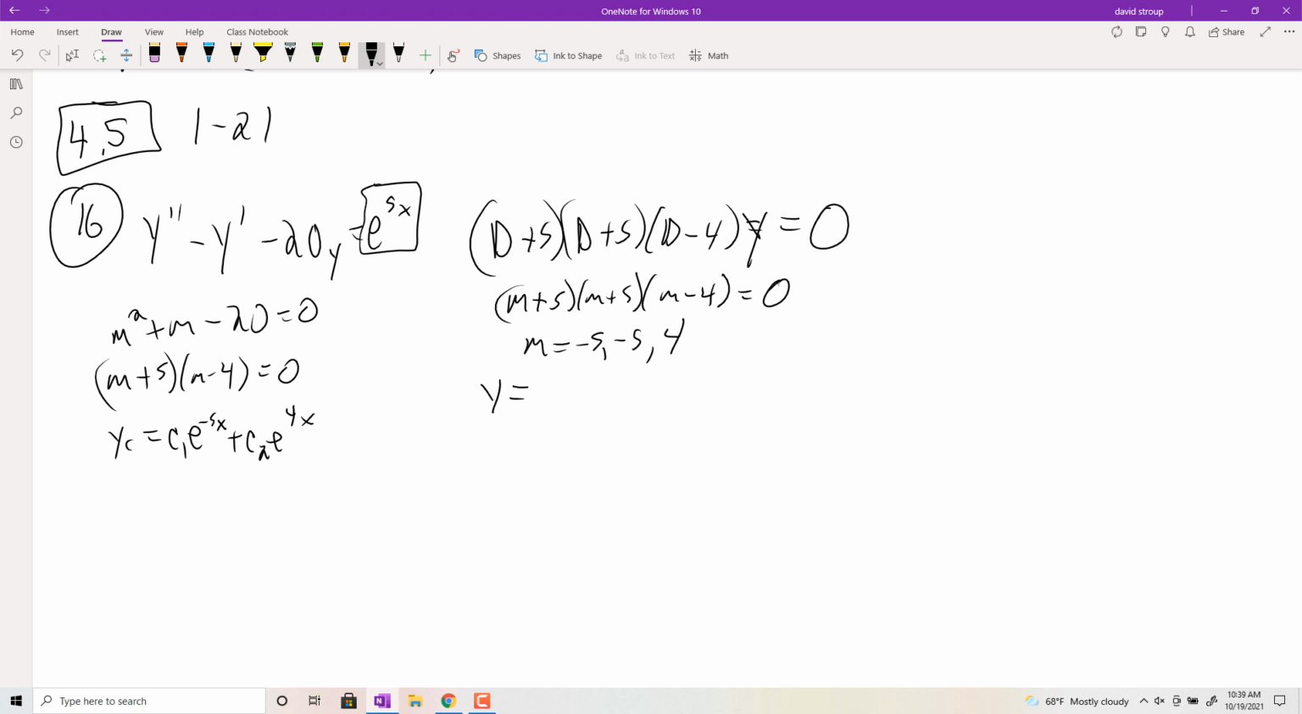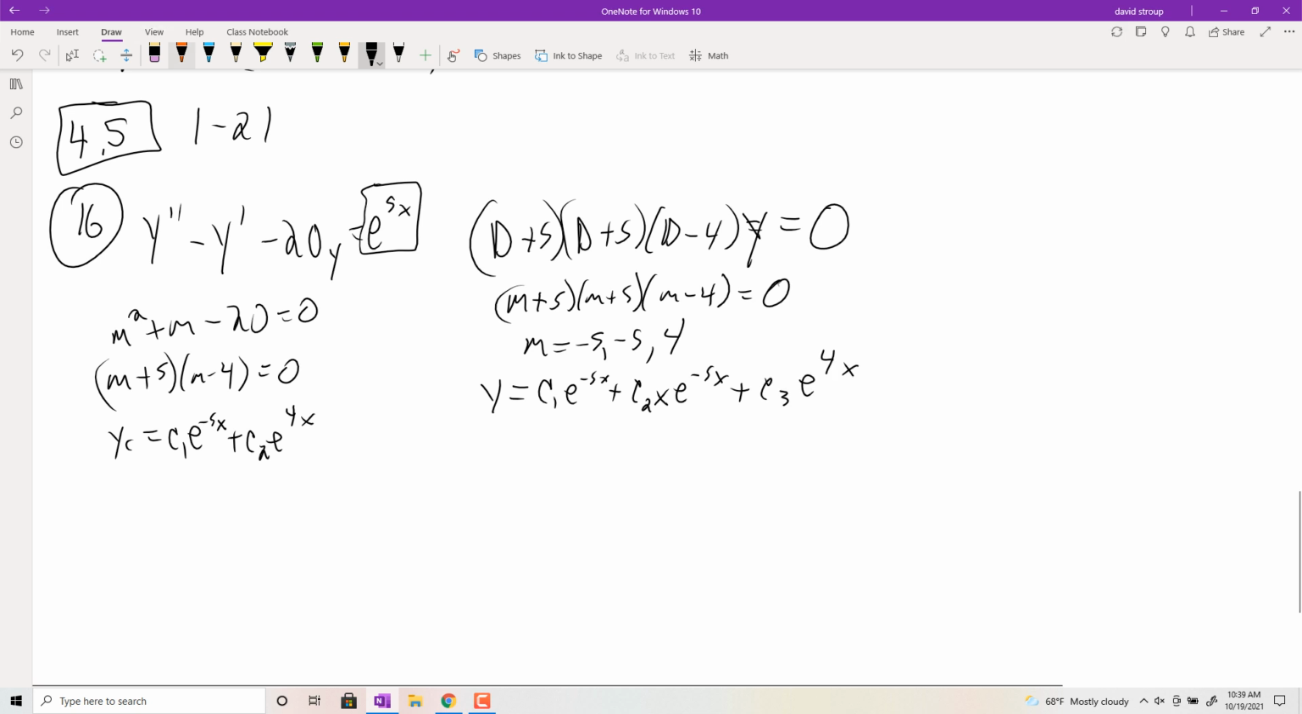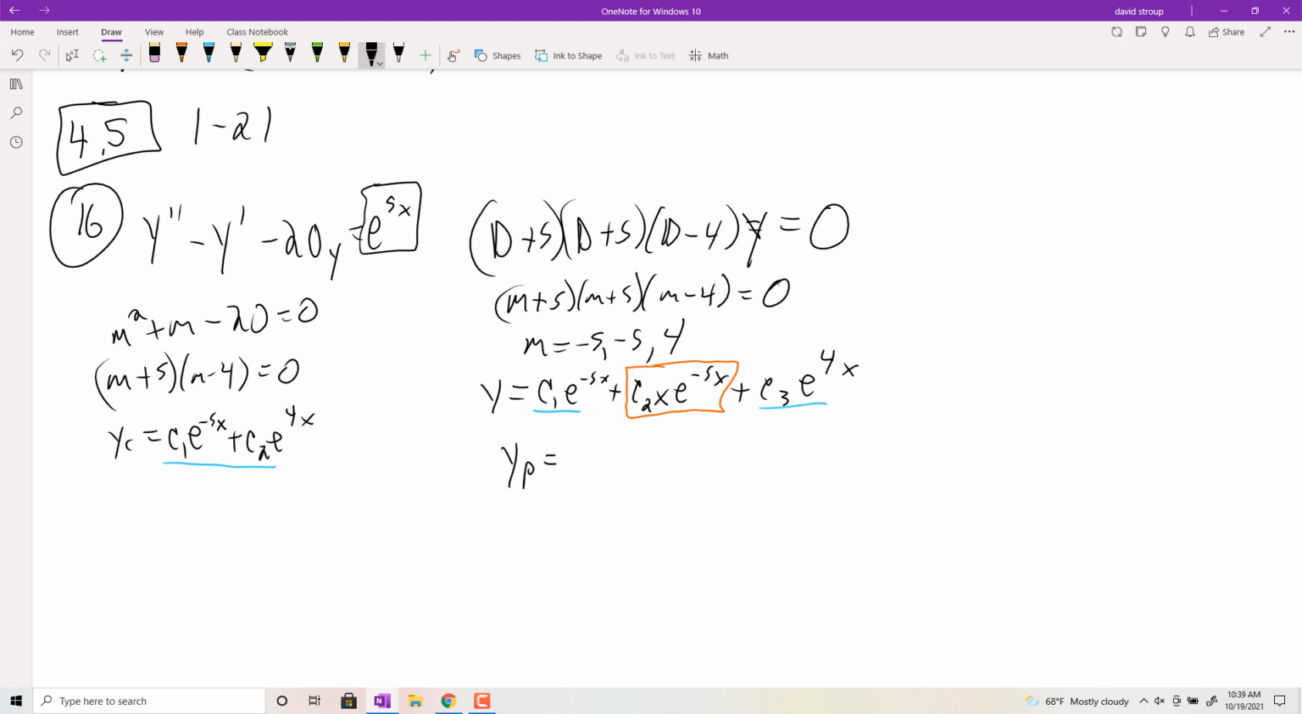So the solution to that differential equation is c1 e to negative 5x plus c2 x e to the negative 5x plus c3 e to the 4x. Then identify the particular part, which is everything except the complementary part. The two other parts are the complementary part of the solution. This part here is this and this. So our particular part then is just that c2. Let's rename it A x e to the negative 5x.